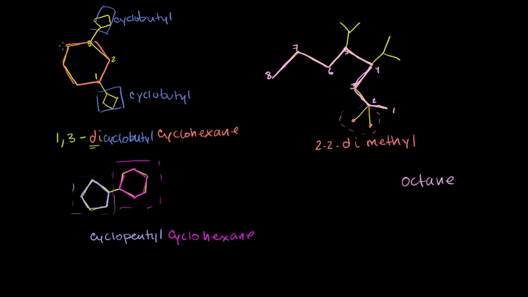What are these over here? Well, how many carbons do we have here? 1, 2, 3. They actually look the same. We have 1, 2, 3 here. We have 1, 2, 3 there. So these are both propyl groups.